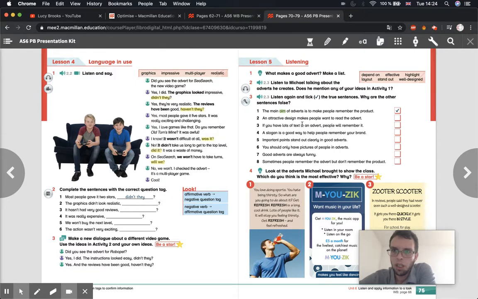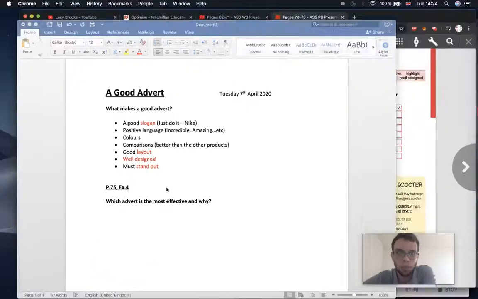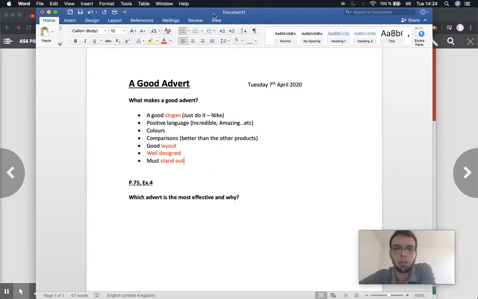Let's go into our notebooks and we can have a look. Not much to copy today. The title is A Good Advert. The date is Tuesday, the 7th of April, 2020. And I just have the question here, what makes a good advert? I've given you a little list of things that we can go through, so you can copy this down as well. The words that are highlighted in red are vocabulary words to remember.